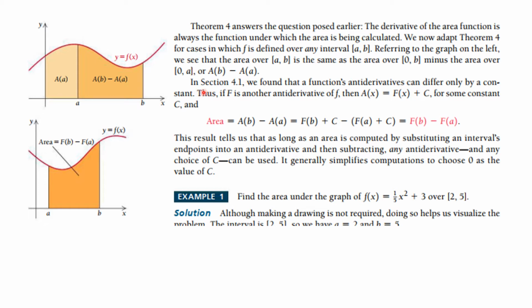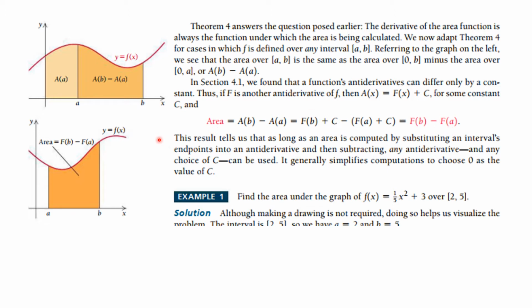Now in the first section in this chapter, we found that a function's antiderivatives can differ only by a constant. Thus, if F is another antiderivative of f, then A(x) is equal to F(x) plus c for some constant c, and so the area, capital A(b) minus capital A(a), is equal to F(b) plus c minus the whole of F(a) plus c, and that is capital F(b) minus capital F(a).